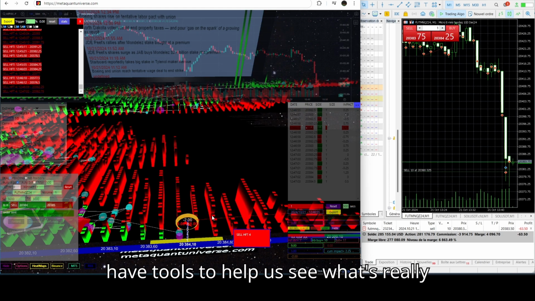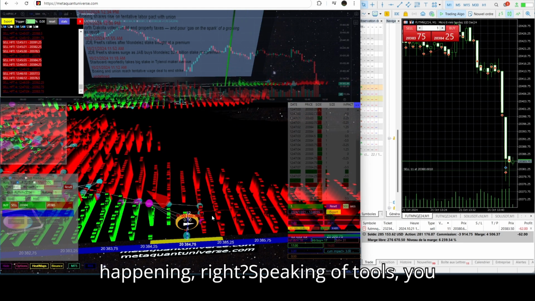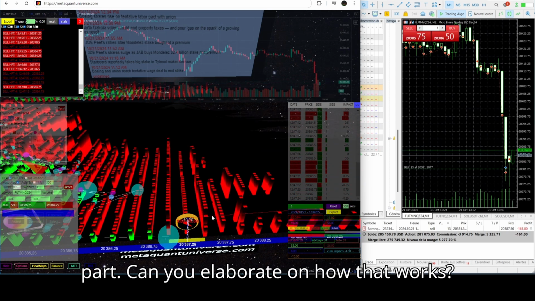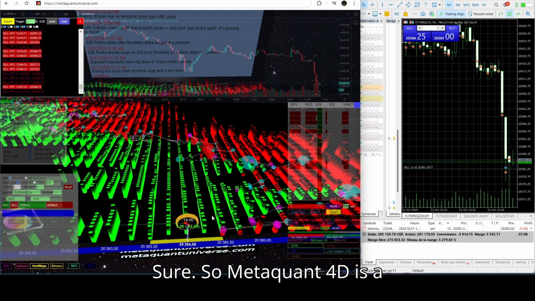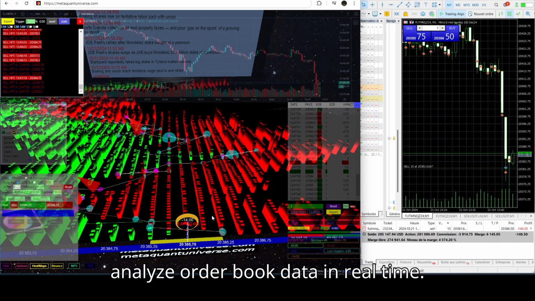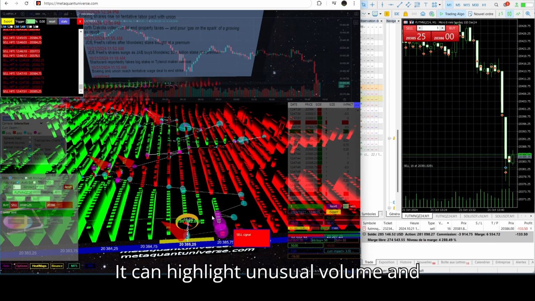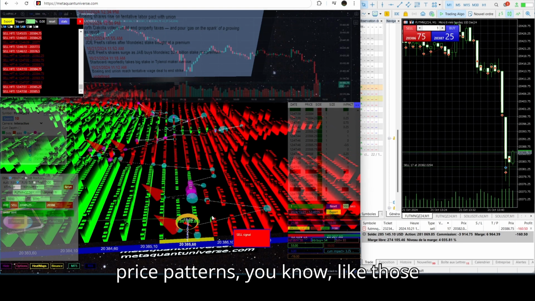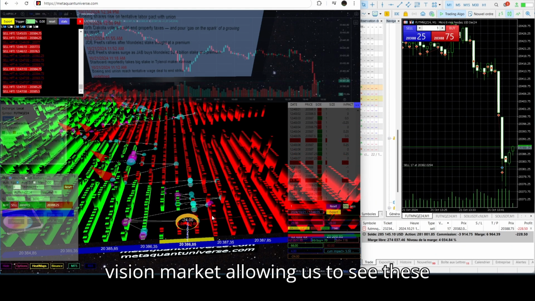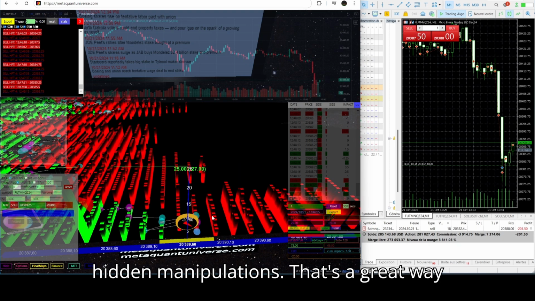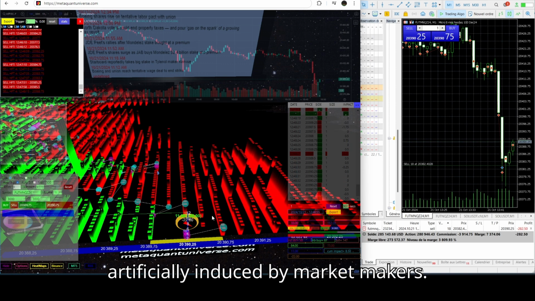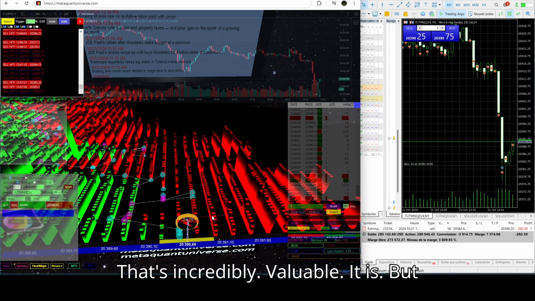Remember, we have tools to help us see what's really happening. Speaking of tools, you mentioned Quant 4D as a way to spot these manipulations in the last part. Can you elaborate on how that works? Sure. Quant 4D is a sophisticated platform that can analyze order book data in real time. It can highlight unusual volume and price patterns, like those sudden spread changes or phantom orders we discussed. So it's like having X-ray vision in the market, allowing us to see these hidden manipulations. That's a great way to put it. It helps you separate the genuine price movements from those artificially induced by market makers. That's incredibly valuable.